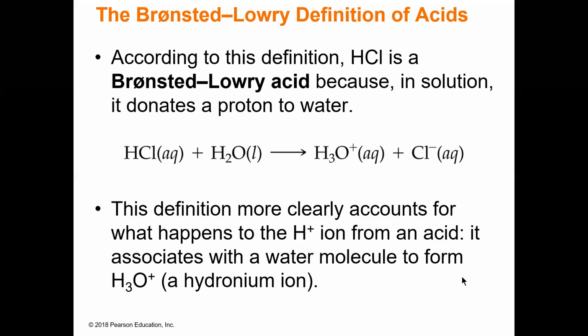So let's look at something that we know to be an acid, okay? HCl, hydrochloric acid. But if we look at the Bronsted-Lowry definition, if I take hydrochloric acid and put it in water, what will happen is that this H will pop off and stick to the water molecule, and I get the H3O plus, and remember that's the hydronium ion, that's an acidic thing, plus the Cl minus. This definition more clearly accounts for what actually happens to the H plus. So this is acting as an acid. Why? Because it is donating an H plus.